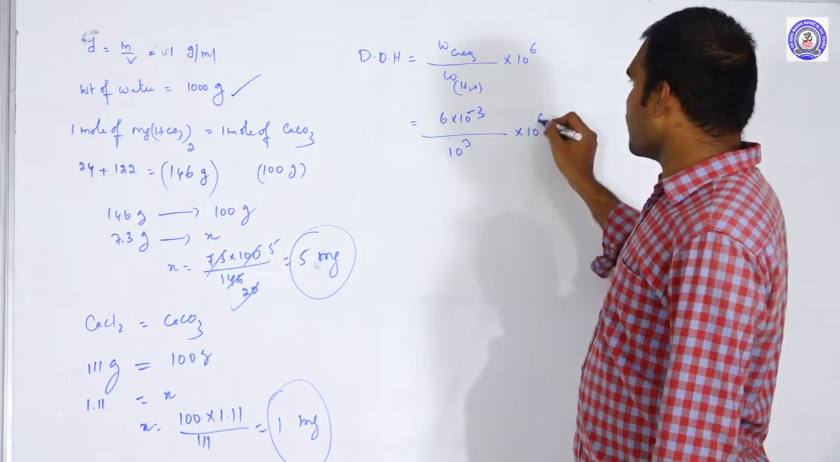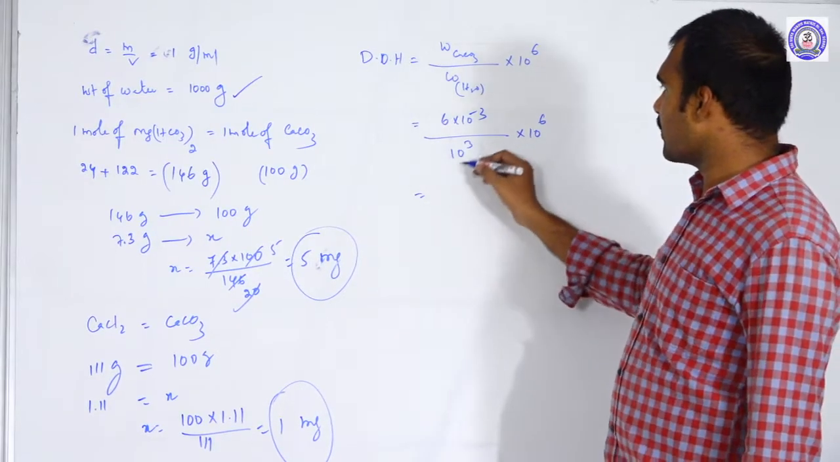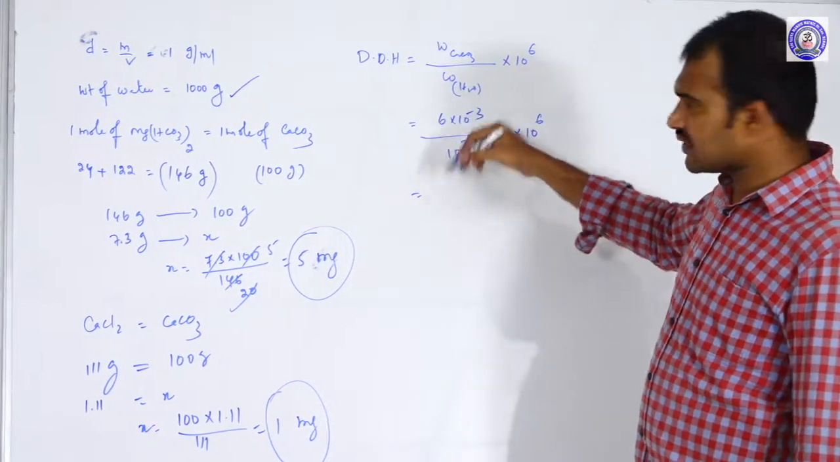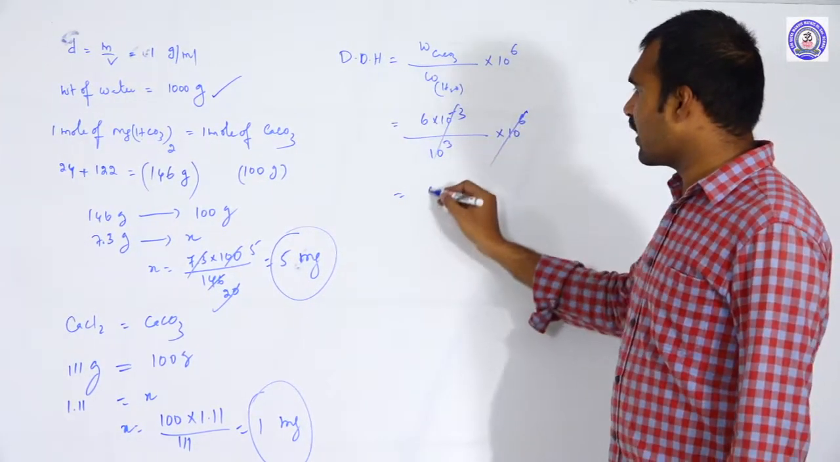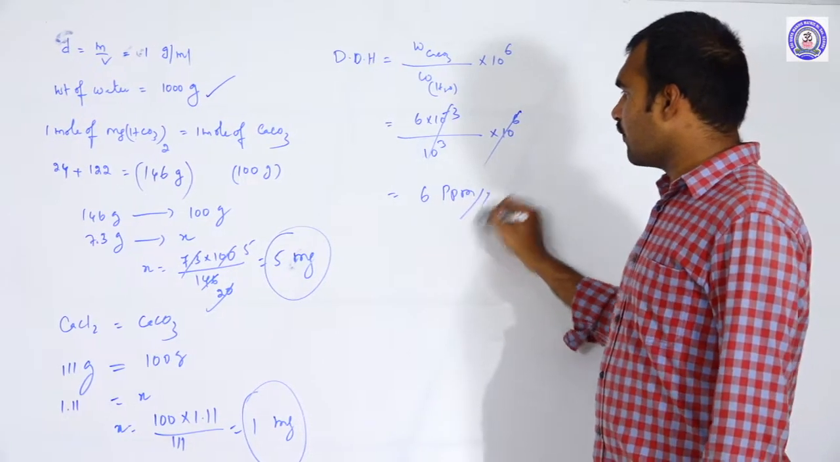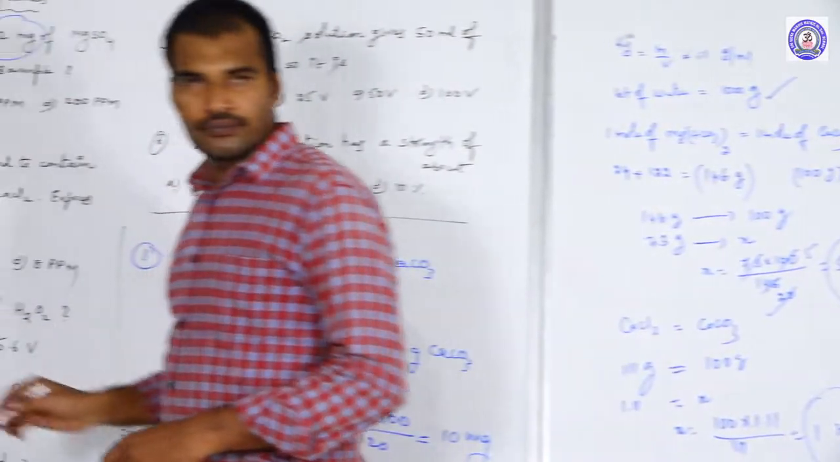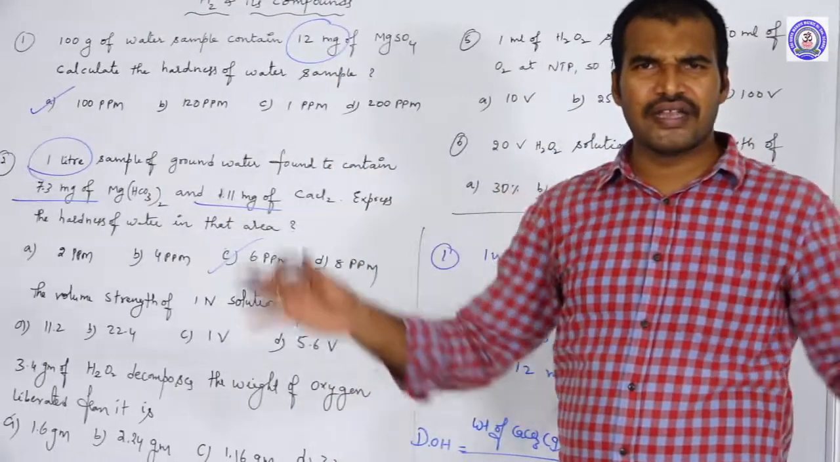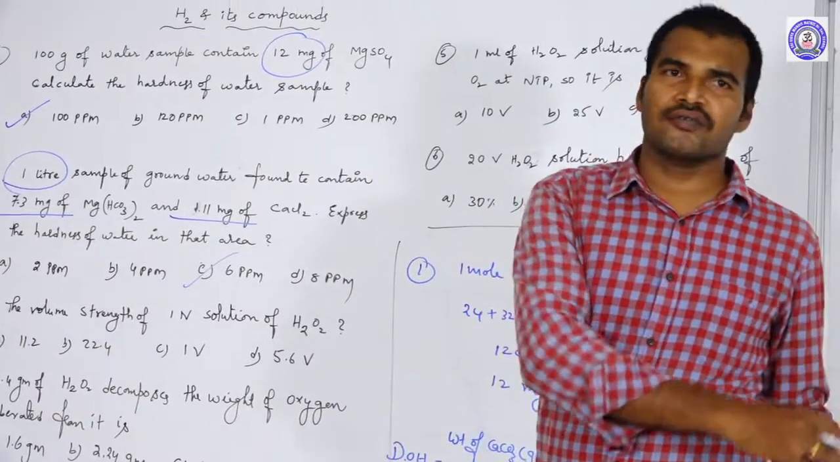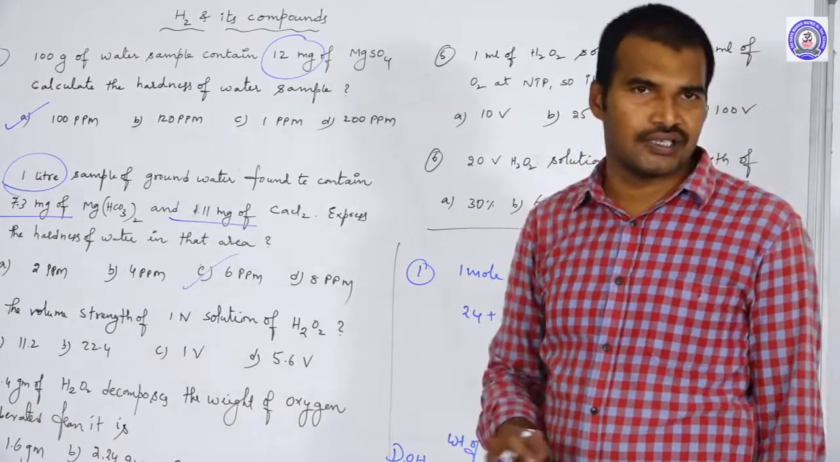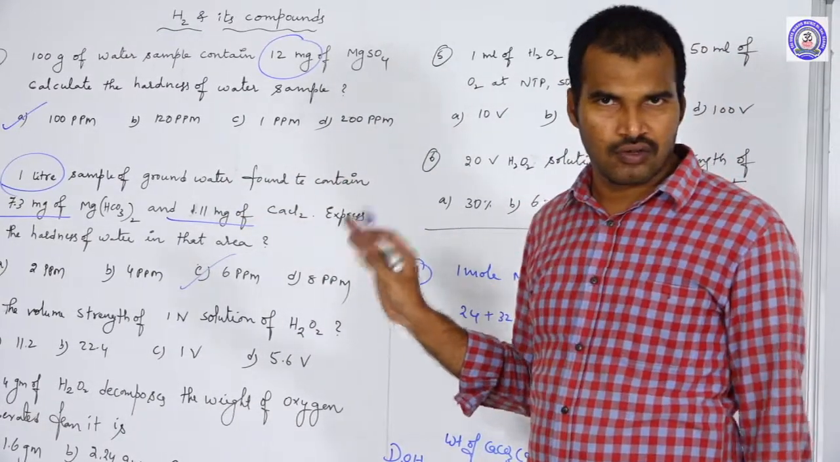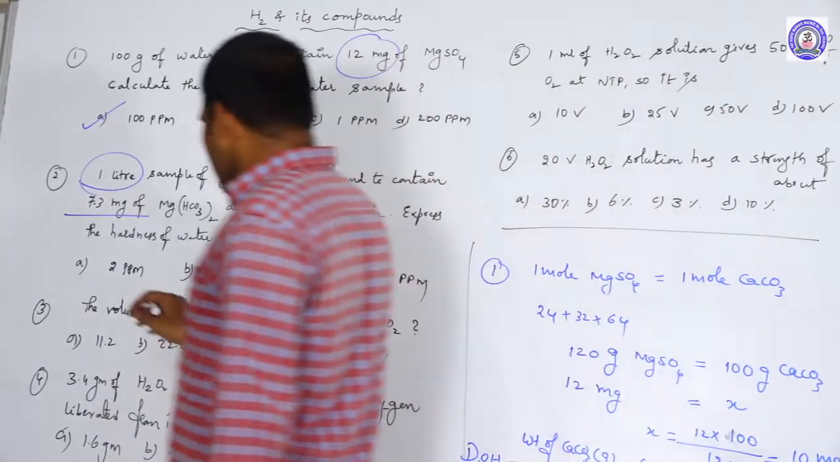Okay, into 10 power 6. So total how much will come? 10 power 3. 10 power minus 6, minus cancel. So finally 6 ppm will come. So what is the total hardness? 6 ppm. Understood? First you convert all the weights of the given salts into weights of CaCO3, then you feel very easy about the degree of hardness. Okay, then move to the third one.